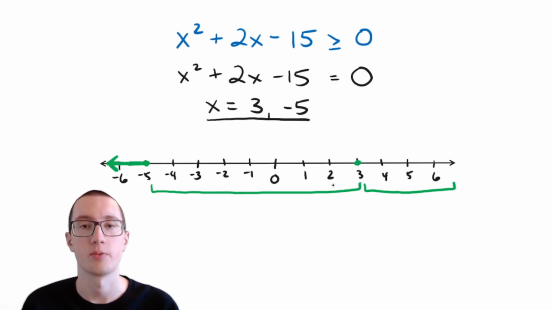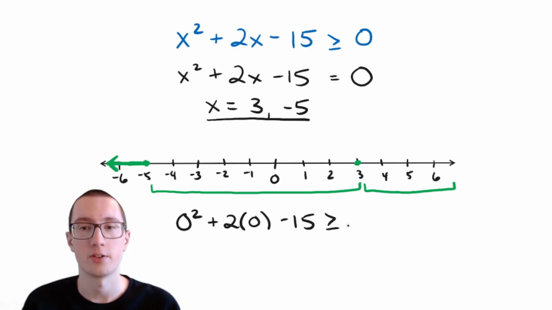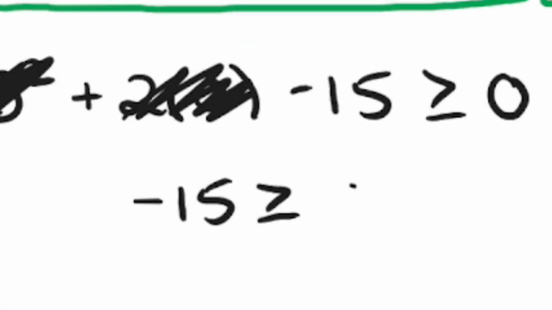Let's look at this section now. We can pick out any number in this section. So I think the easiest one to pick will be 0, because 0 is in the section. So we're going to replace x with 0 whenever we see it. So x squared becomes 0 squared plus 2 times 0 minus 15 is greater than or equal to 0. Now 0 squared, that's 0 times 0, which is 0, so that cancels out. 2 times 0, anything times 0 is 0, so that also cancels out. So all we're left with now is -15 is greater than or equal to 0.